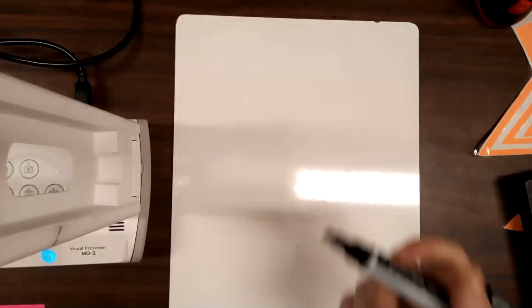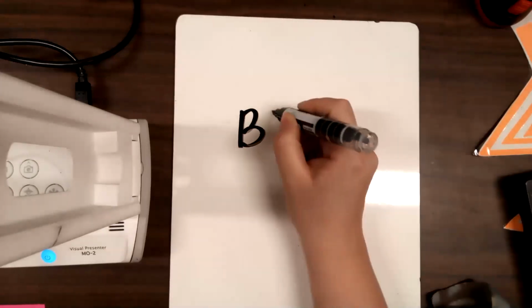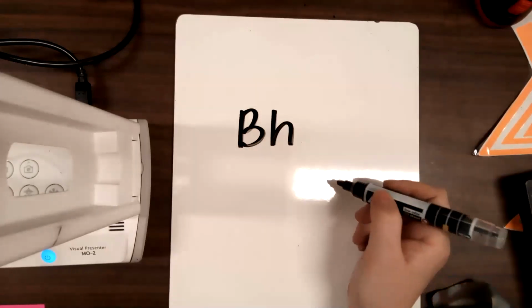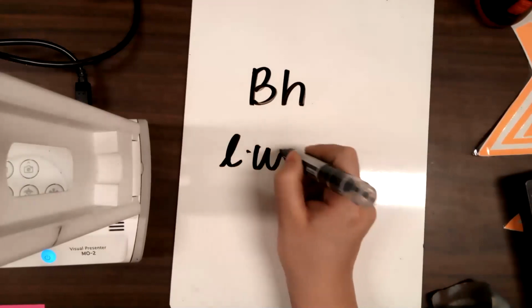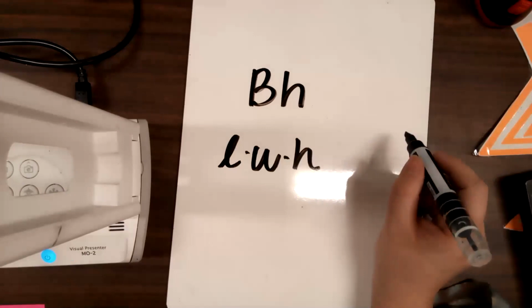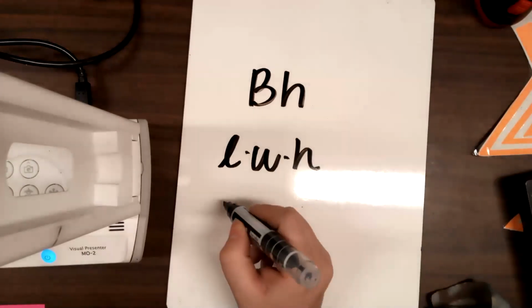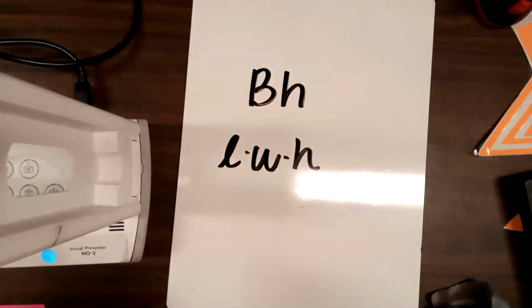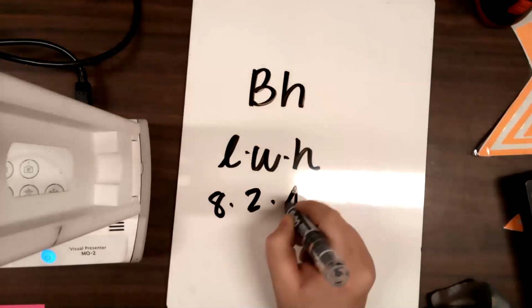All right, so the formula on our star chart is big B H. However, some of you prefer length times width times height. Okay. So that would be, oh, nerds, what were the numbers? 8 times 2 times 4.